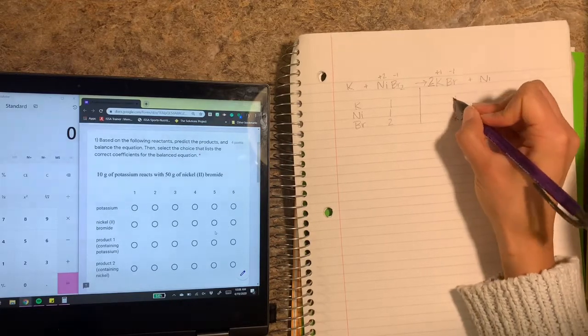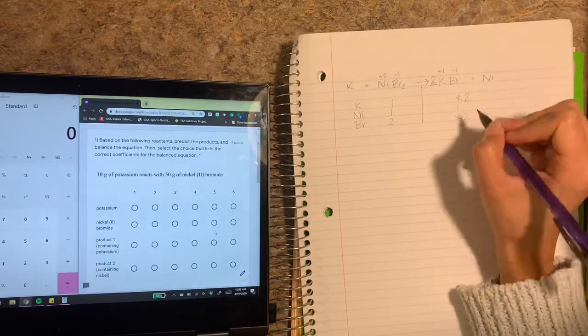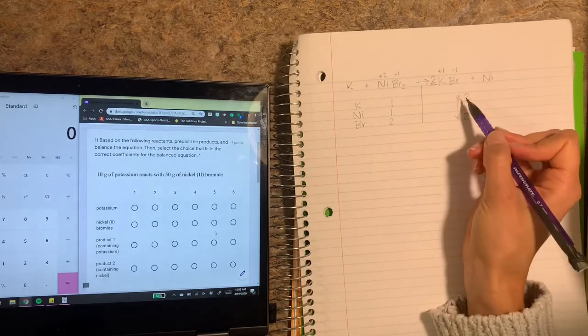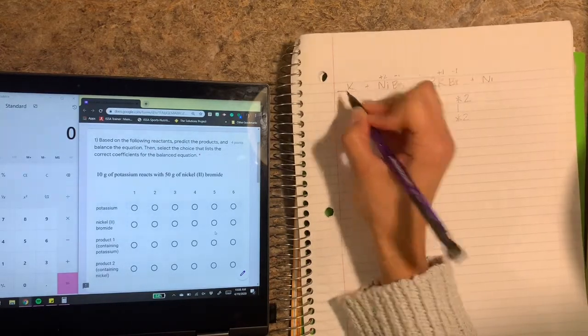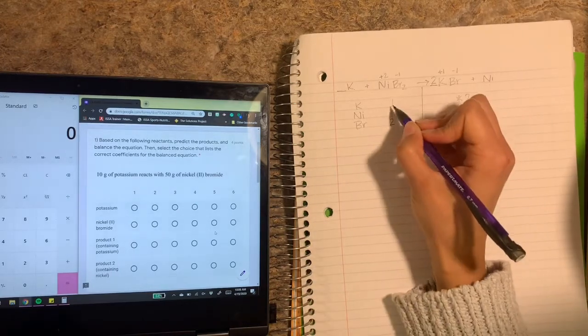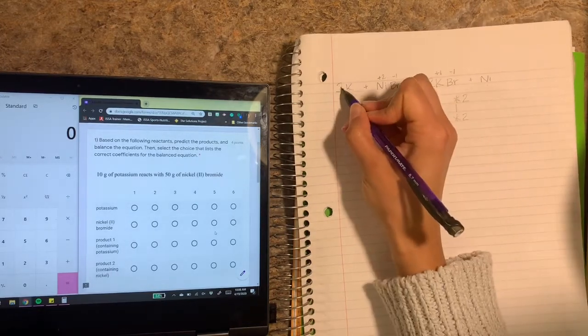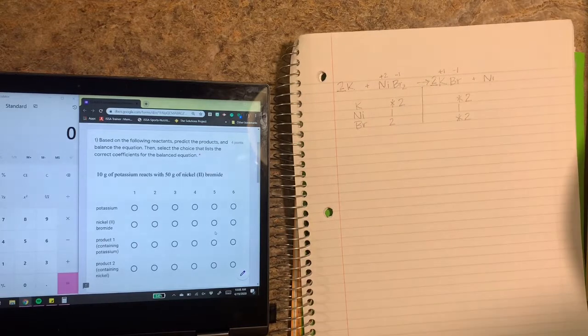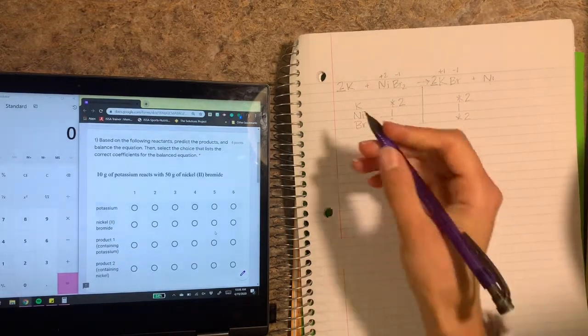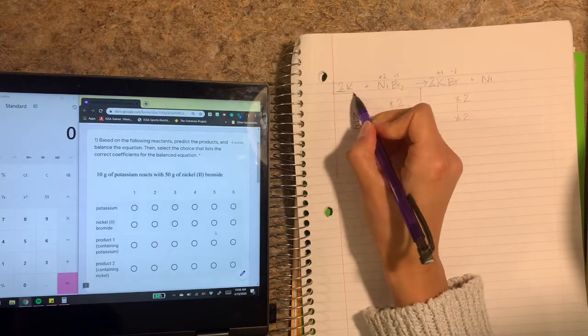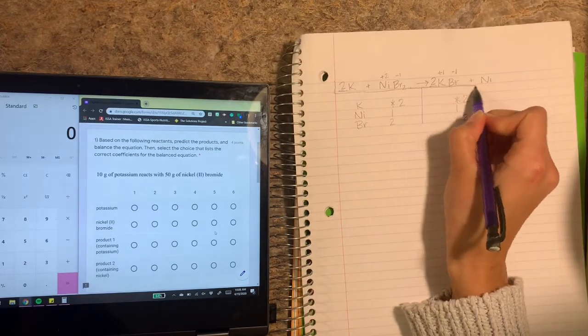Also gives us 2 potassium. So now our potassium are not balanced. So let's go to the side with the lesser amount. What can I put in front of the potassium to get 2? We can put a 2 there as well to give us 2 potassium, and now we are balanced. Okay, so we are going to look at this balanced equation here.